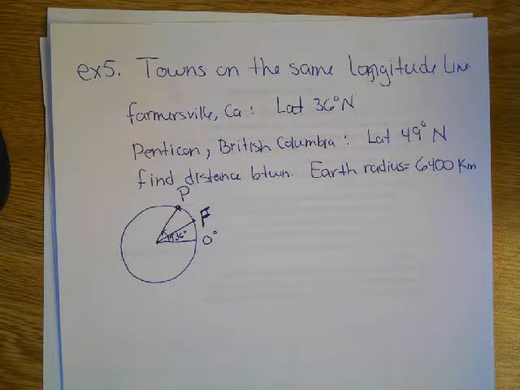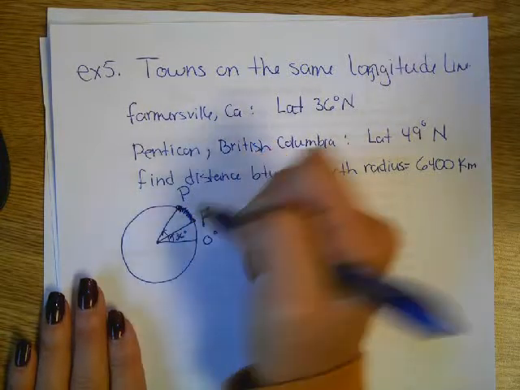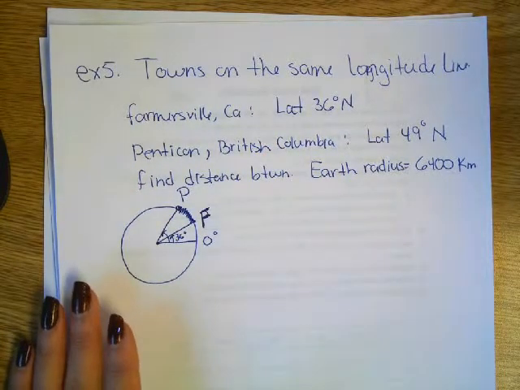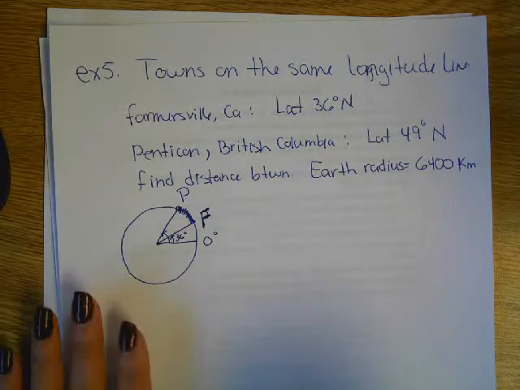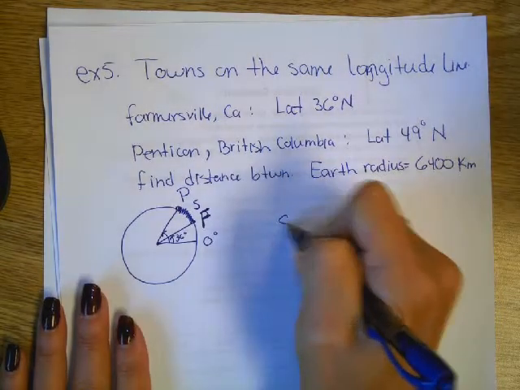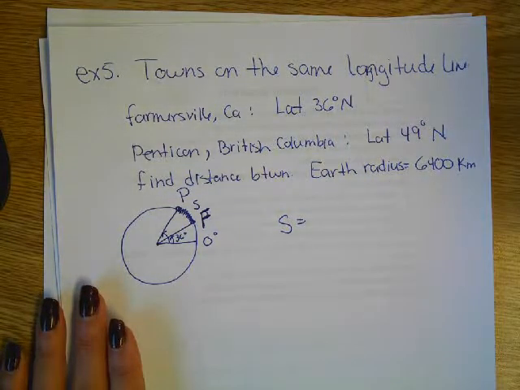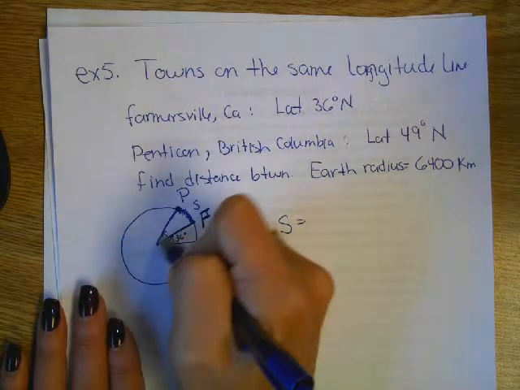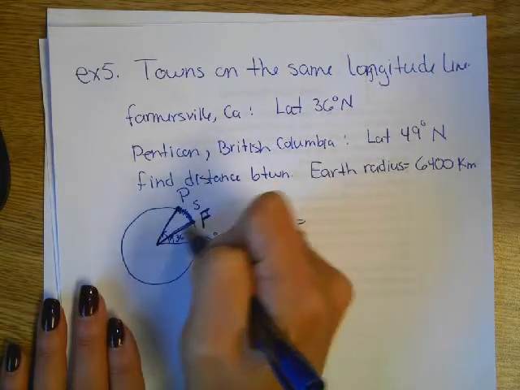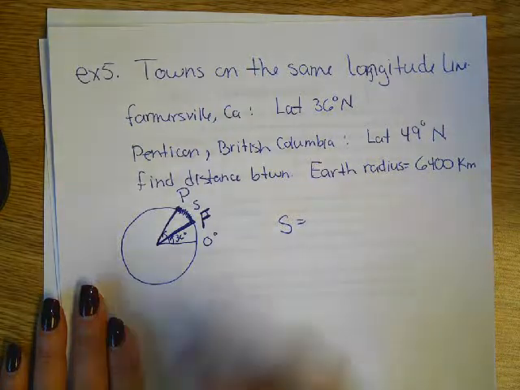All right, the question is, how far apart are the towns? Well, because the Earth is circular like that, it's just the arc length between them. So in order for me to find arc length, I need to know the radius and the angle measure. I got the radius, 6,400. What's the angle measure of this piece of pie? 13 degrees. Where'd 13 come from? 49 minus 36.